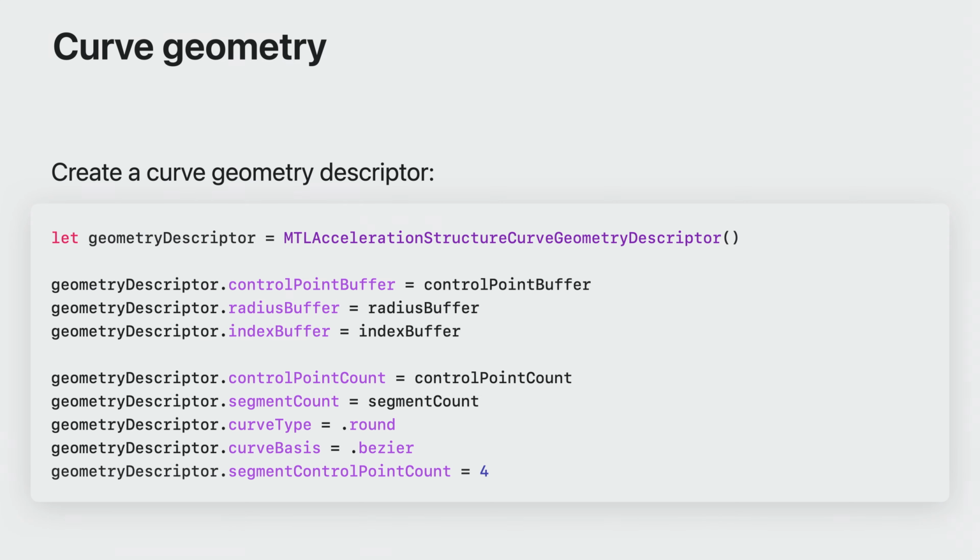Similar to triangles and bounding boxes, curve geometry is represented with a curve geometry descriptor. Attach the buffers containing your control points, the corresponding radii, and control point indices. Set the number of control points in the control point buffer as well as the number of actual curve segments. This should be the same as the number of indices in the index buffer. Specify what kind of curves you are using. This example uses round Bezier curves with 4 control points per curve segment. That's all you need to do to set up a curve geometry descriptor.